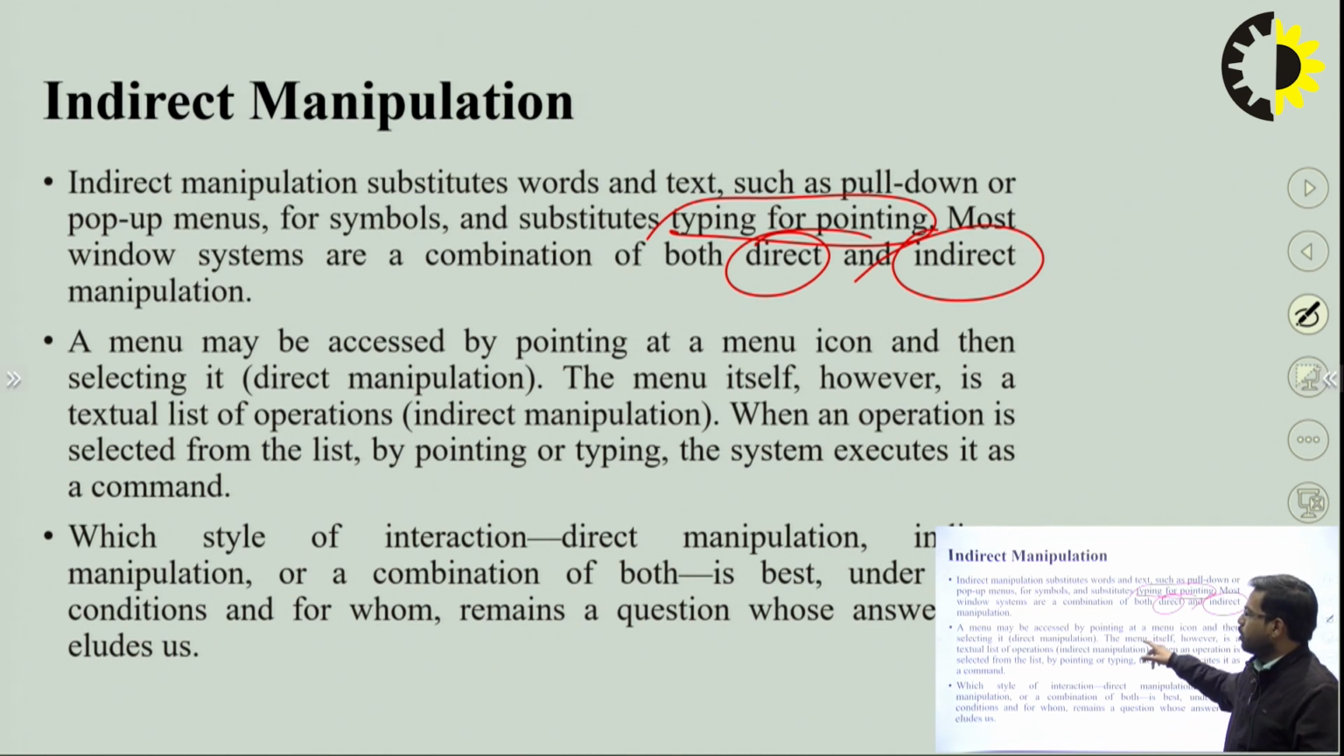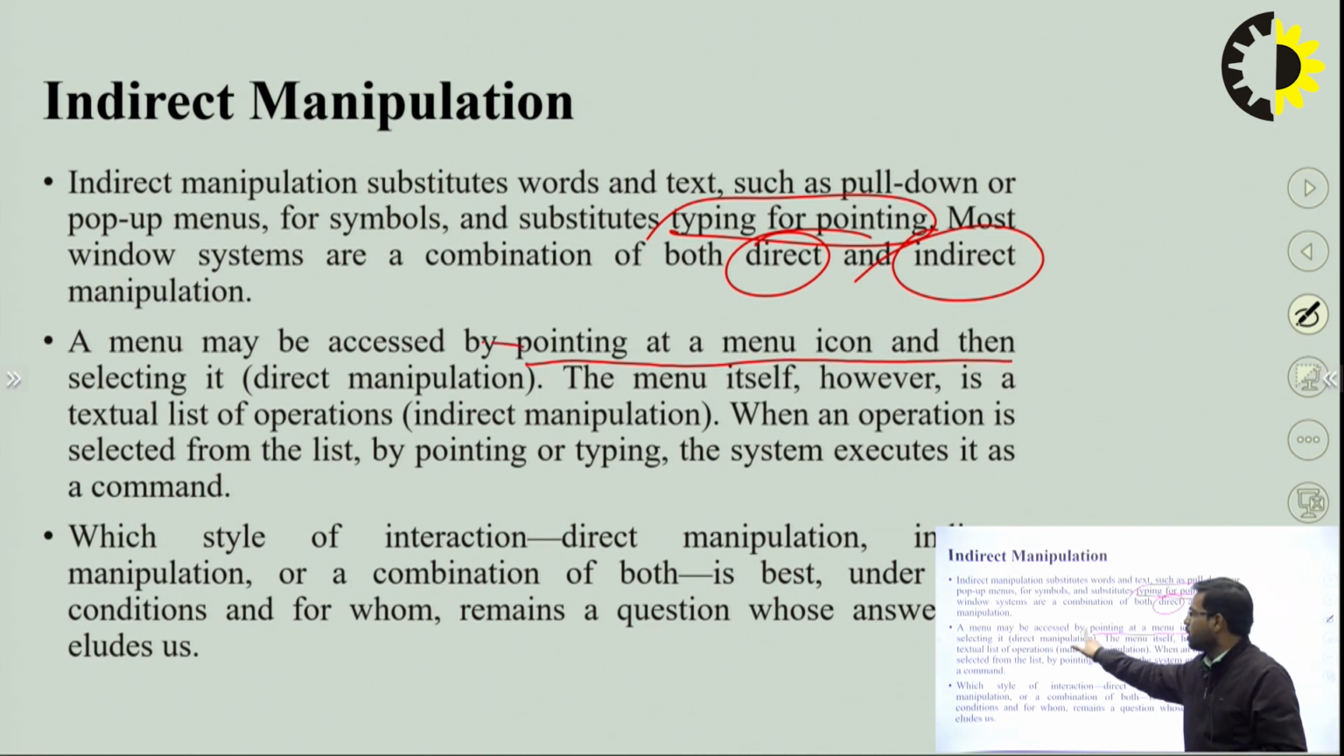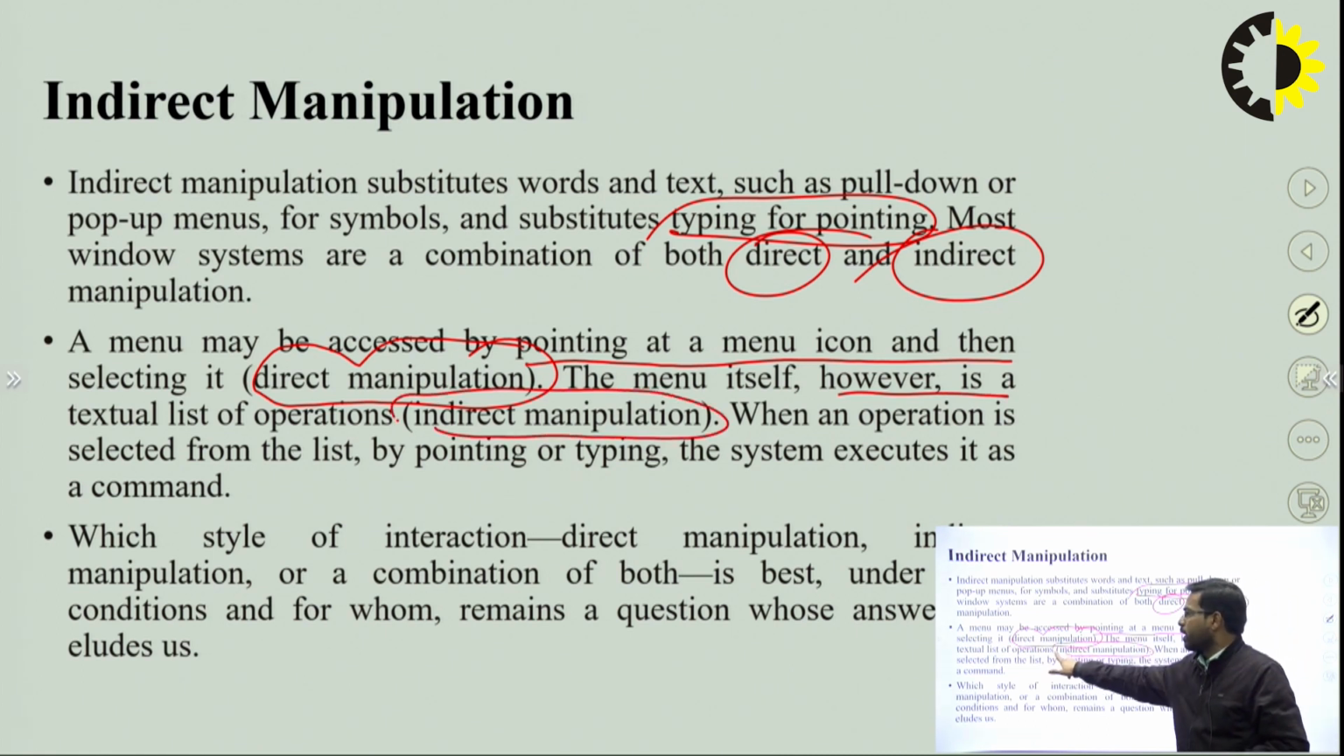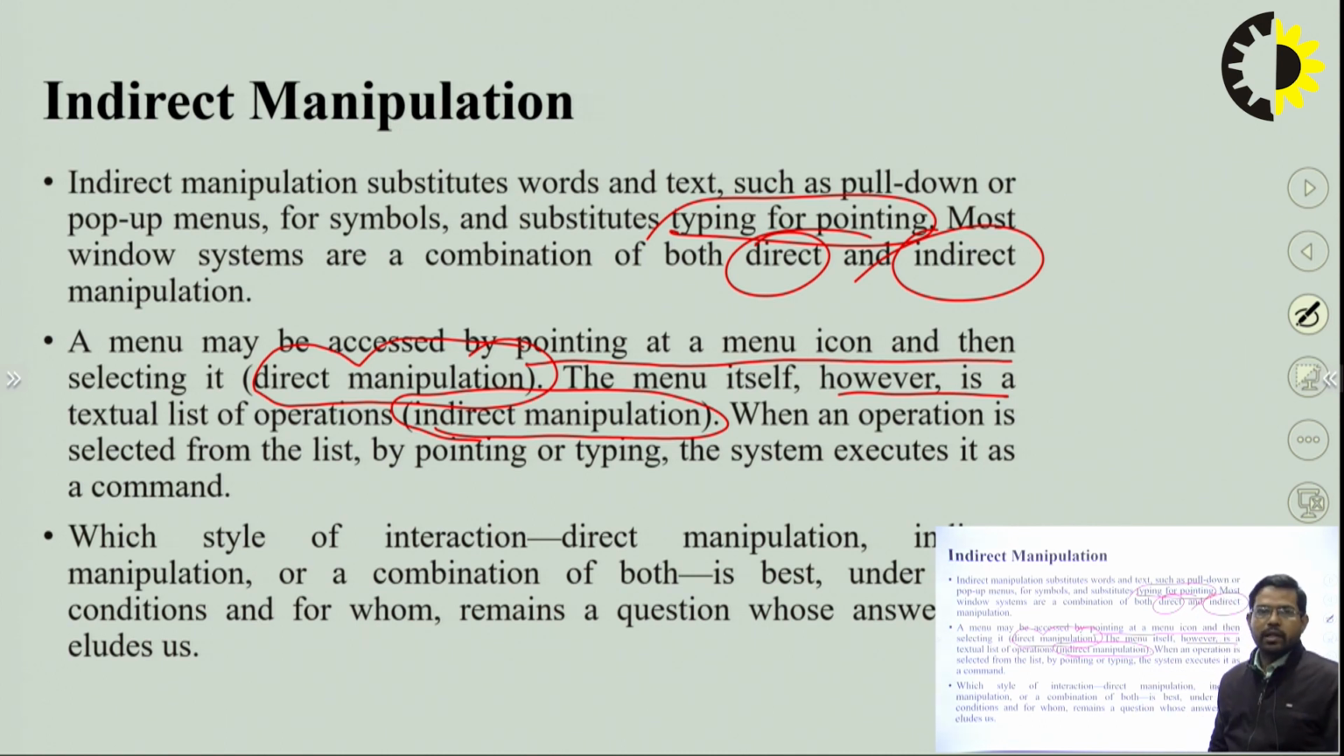Okay, so a menu may be accessed by pointing at a menu icon and then selecting it. That is called direct manipulation. And the menu itself, however, is a textual list of operations, that is called indirect manipulation. So just like in any application, for example Microsoft Office, there is the file, then edit, then options, and different menu items are there.